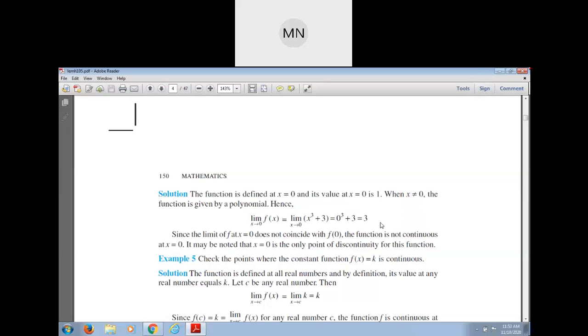Yes, ma'am. Okay then, write some note like: the constant function is continuous everywhere. Write like a note. Constant function means what? F of x equals k. It has already been discussed.